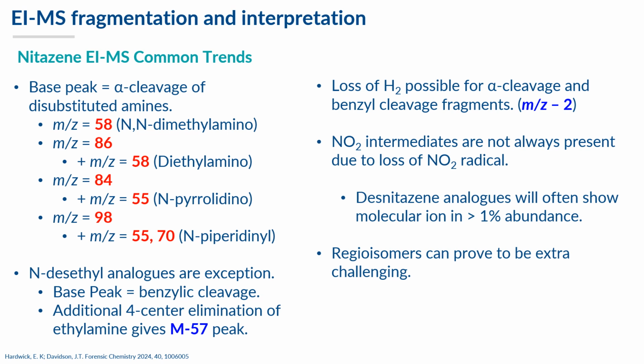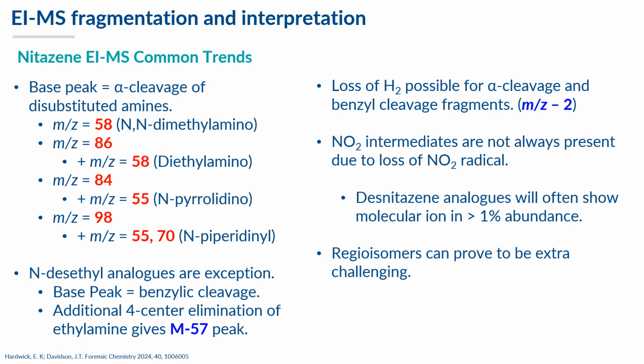N-acetyl analogs are the exception to that base peak rule. With a lower abundance alpha cleavage peak of 58, it is not the base peak because of a competing pathway where the N-ethyl substituent undergoes four-center elimination to form that peak of M-57. The base peak of N-acetyl analogs is from that benzylic cleavage.